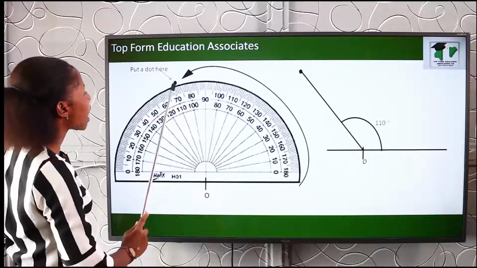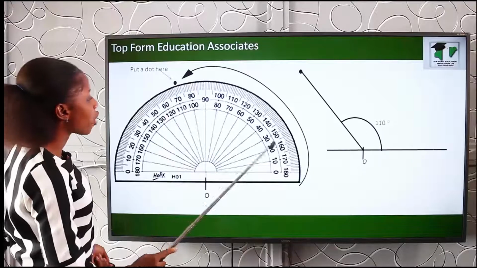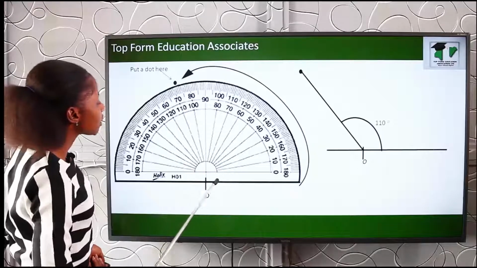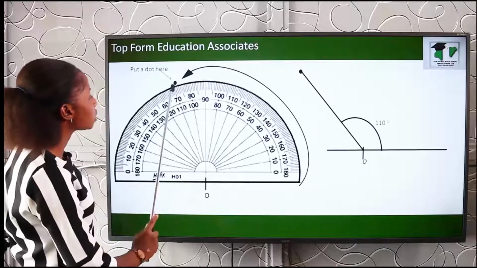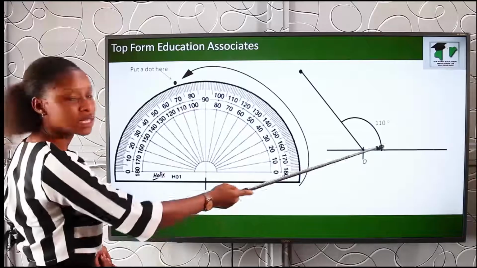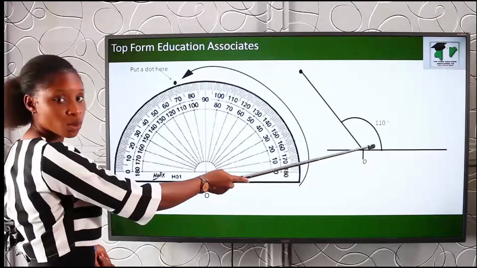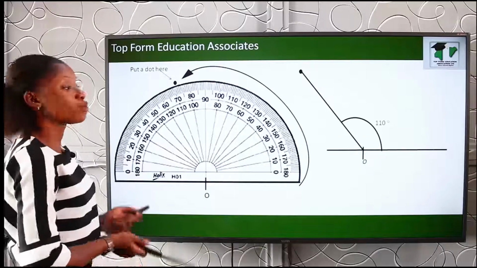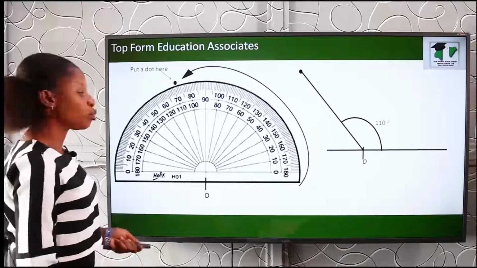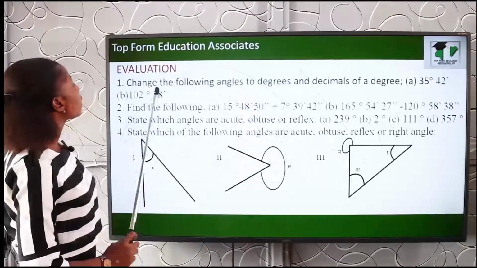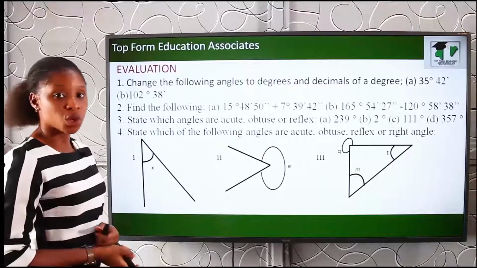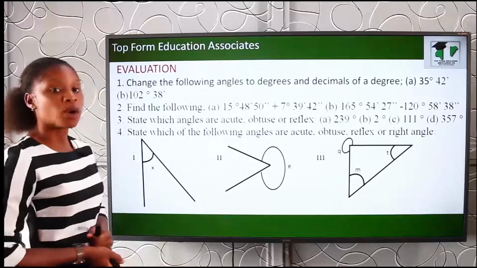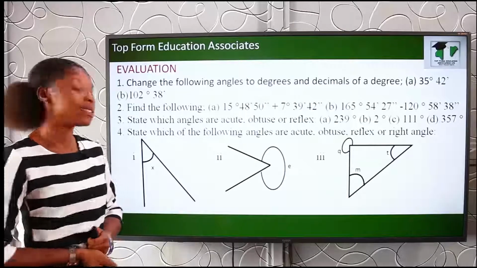This is the angle we have. We've marked it, and we've removed our protractor after taking the base, after taking the straight line, marking it at 110 degrees. We have this angle. So I hope you understand how to construct an angle or to measure an angle using a protractor. Okay, now we're going to take some evaluations to find out if we've understood all that we have learned.